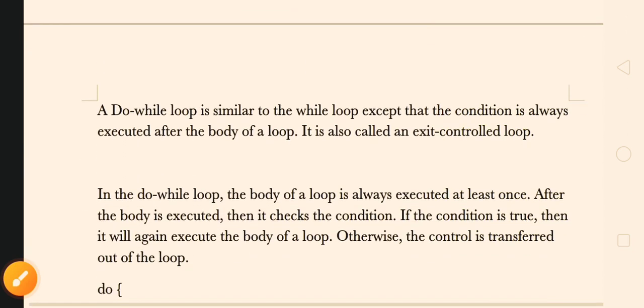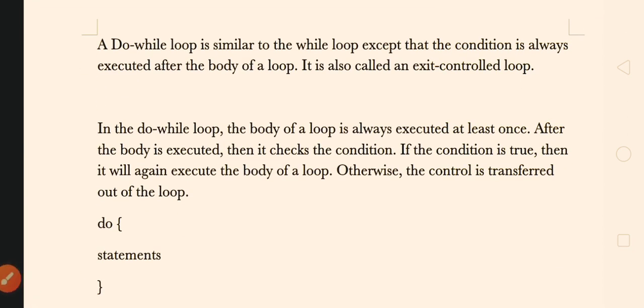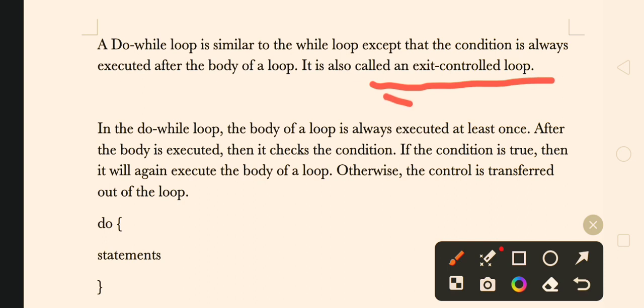What is do while? A do while loop is similar to a while loop except that the condition is always executed after the body of the loop. The difference is, in the while loop the condition is evaluated first, but here the condition is always executed after the body. It is also called the exit control loop. So by the name also it is clear: while loop is entry and do while loop is exit.